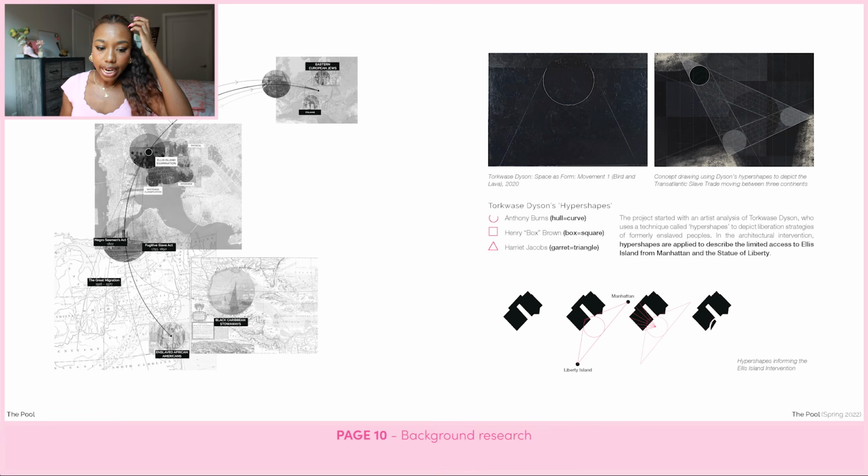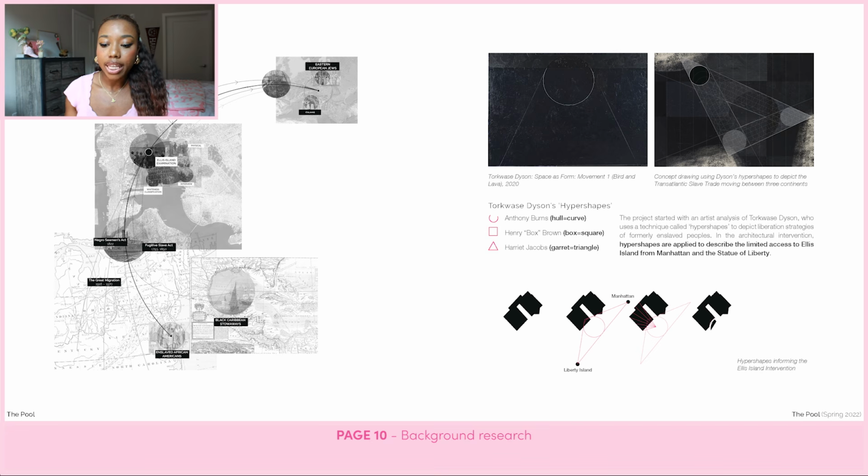The first page, again, is kind of an urban context page. So first, we have kind of a research diagram about the types of immigrants that we are mapping and recording. And the second part is artist research that was accounted for the first part of the project. And my artist, her name was Torkwase Dyson. And she, in her paintings, used really simple shapes like the circle, the triangle, and the square to represent stories of the transatlantic slave trade and represent these really complex, deep topics through really simple geometry.